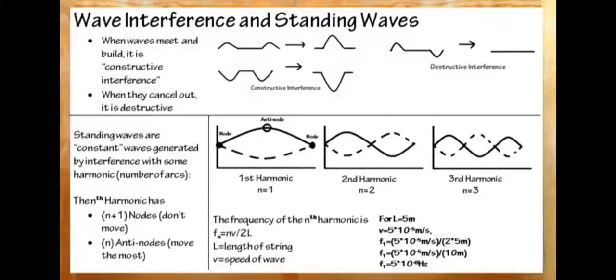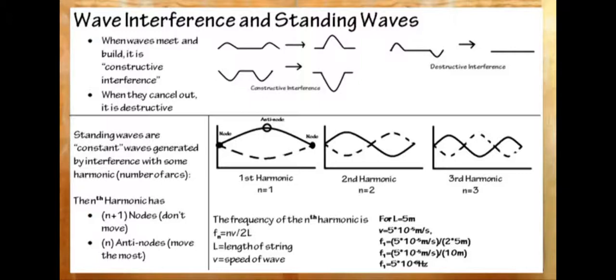Alright, to recap. When two waves are traveling along in a medium and they meet each other, interference happens. If they're building on each other, that's known as constructive interference. If they cancel each other out, that's destructive interference. After the bit of interference, they'll then move on unhindered by each other. This is used in the generation of standing waves.